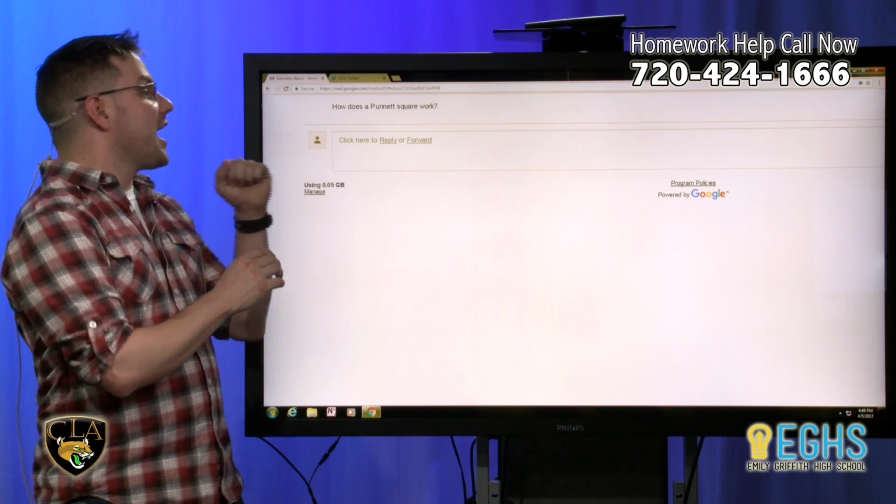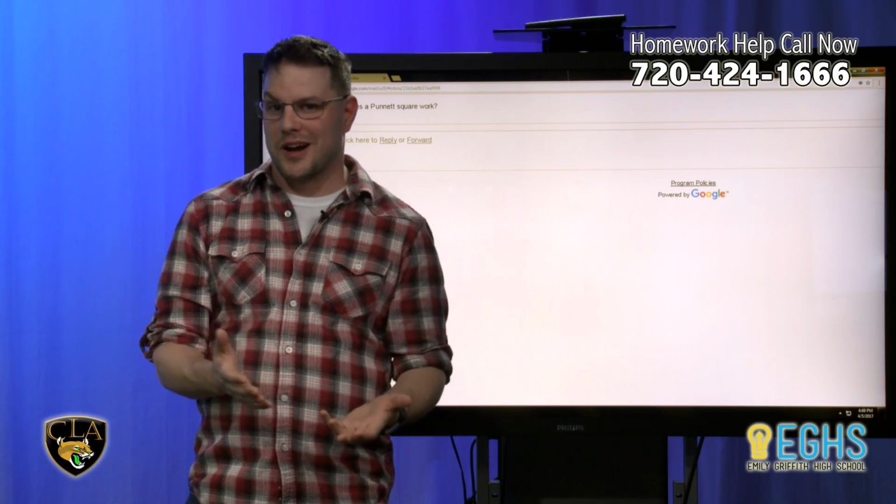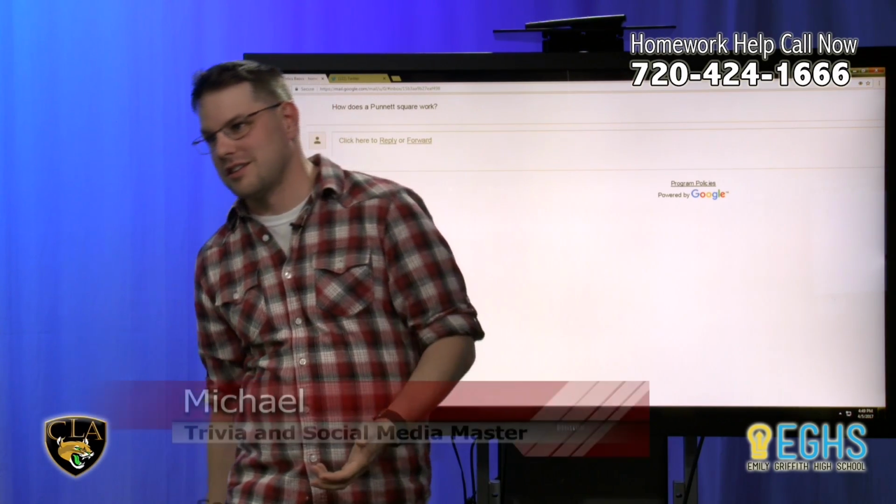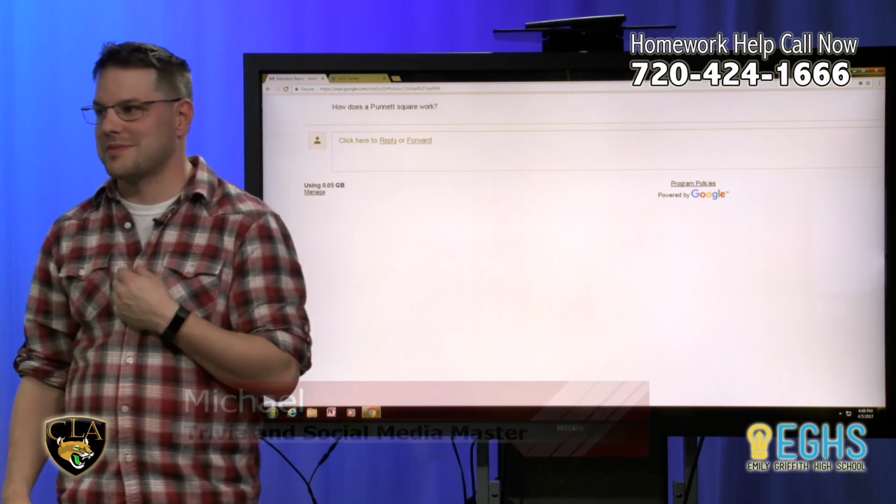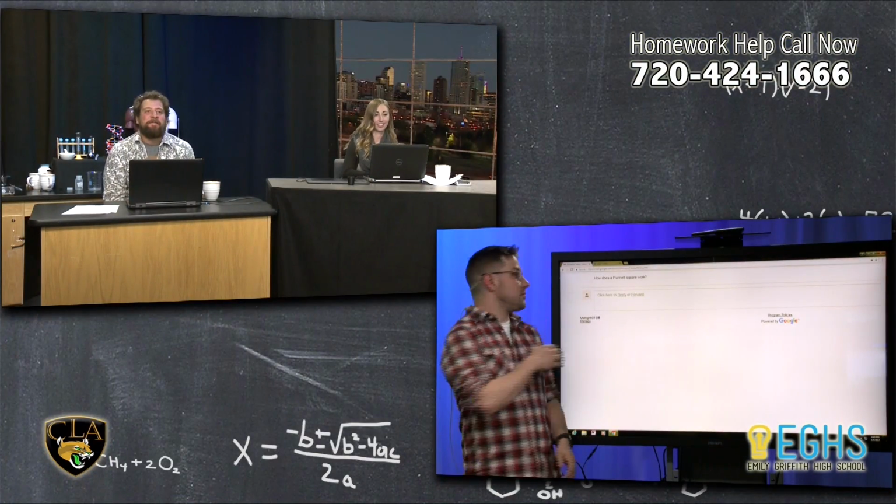Okay. How does a Punnett square work? Yeah, a Punnett square is a way to predict offspring of two parents, or what I should say is it's a way to predict certain characteristics of offspring of two given parents.